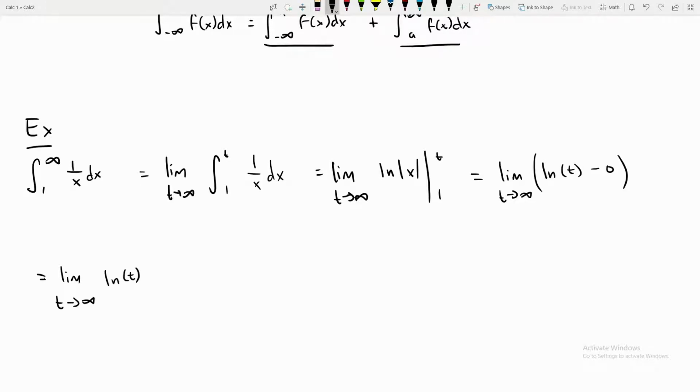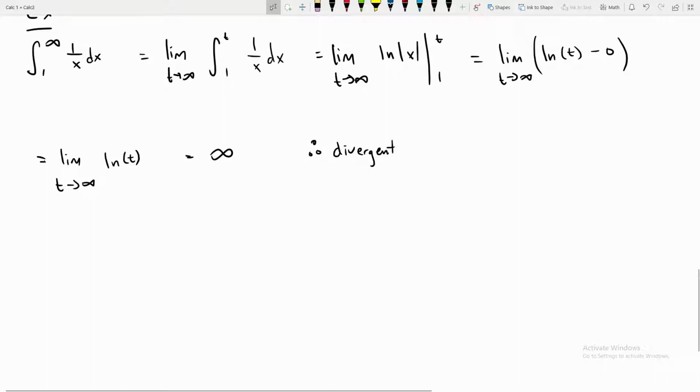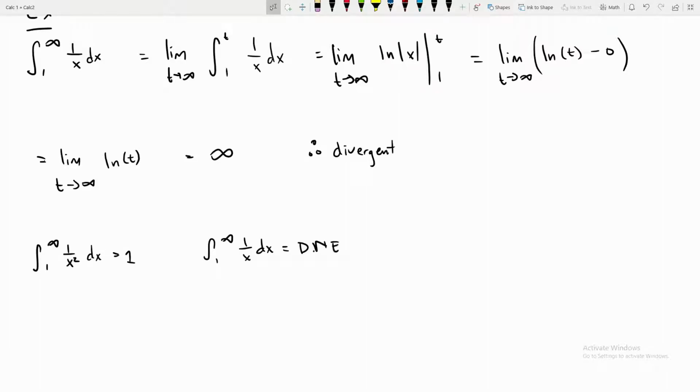So I've done some simplifications and we've gone down to this step right here, and essentially we can see that this limit is equal to infinity, meaning that it does not exist, therefore that integral is divergent. So we saw that the integral from 1 to infinity of 1 over x squared dx exists, it's actually equal to 1. However, the integral from 1 to infinity of 1 over x dx does not exist.